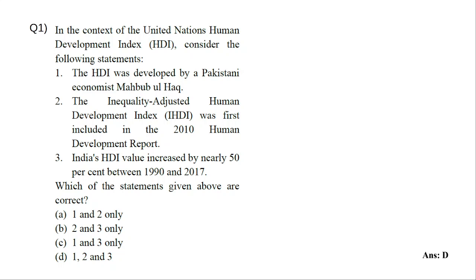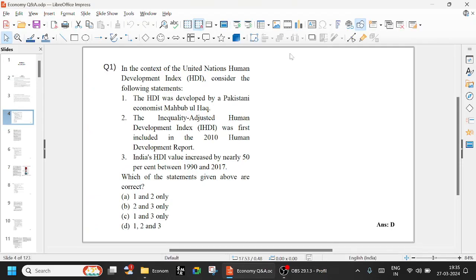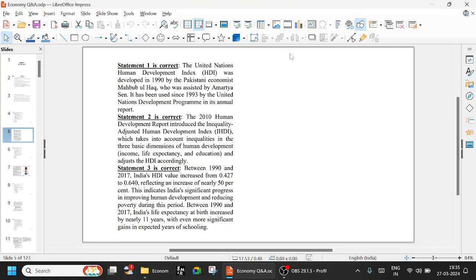The HDI was developed by a Pakistani economist, Mehboob ul Haq. The inequality adjusted HDI was first included in the 2010 Human Development Report. And India's HDI value increased by nearly 50% between 1990 and 2017. So let us look at the explanation.